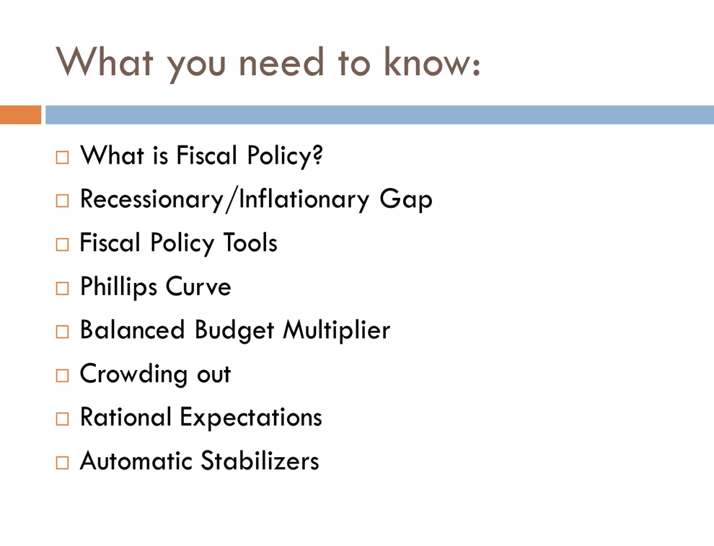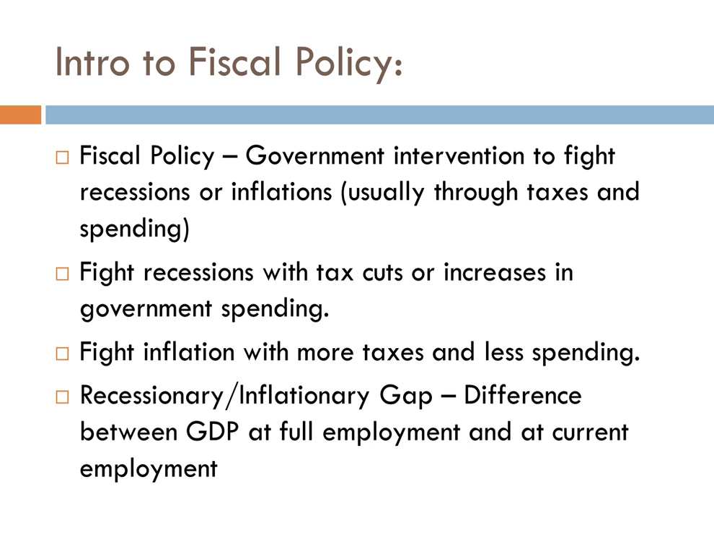You need to know what fiscal policy is, what a recessionary gap and inflationary gap are, the fiscal policy tools a government has, what a Phillips curve is, what the balanced budget multiplier is, how crowding out works, what the theory of rational expectations is, and lastly, what automatic stabilizers are.